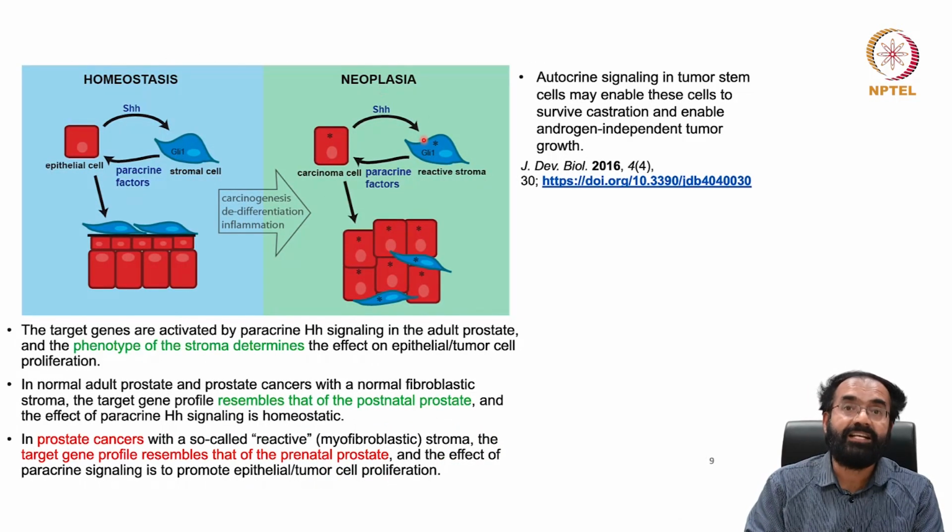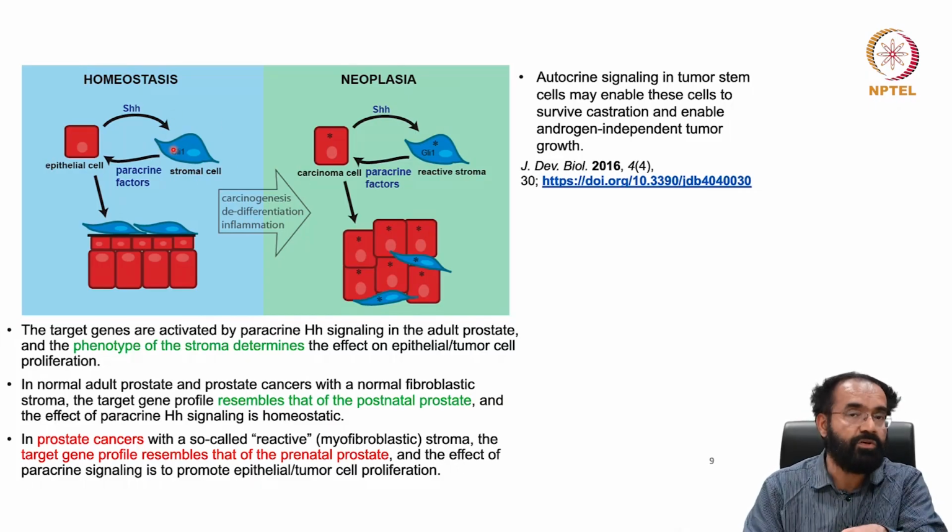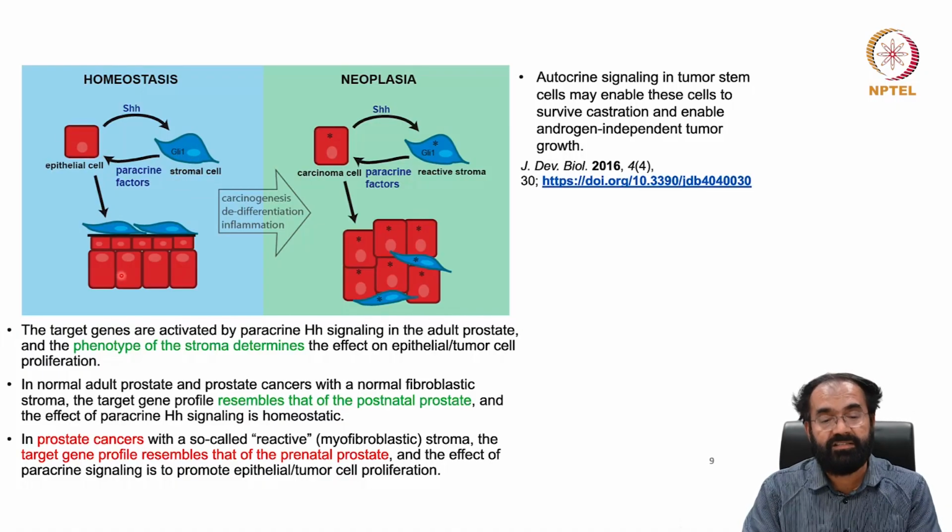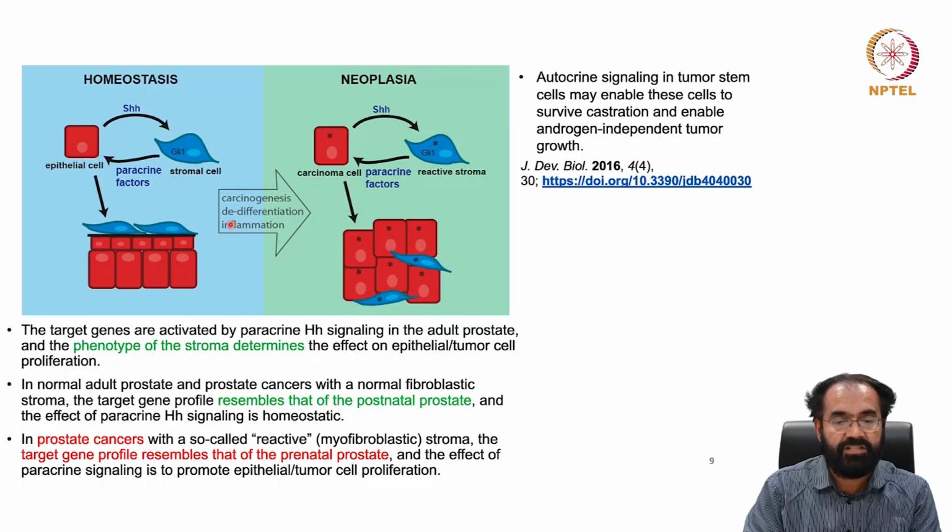So homeostasis and neoplasia, let us see. The epithelial cell will release the hedgehog ligand, and there will be Gli production. Gli is the transcription factor based on the hedgehog signaling in the stromal cells, and stromal cells will release a lot of paracrine factors, and it will allow the epithelial cell to proliferate. This is homeostasis, the normal scenario. During carcinogenesis, what happens?